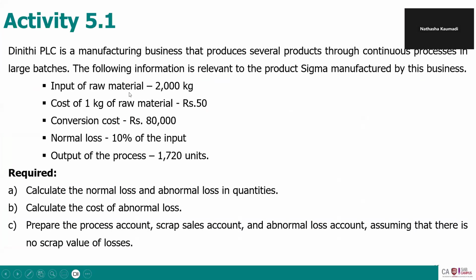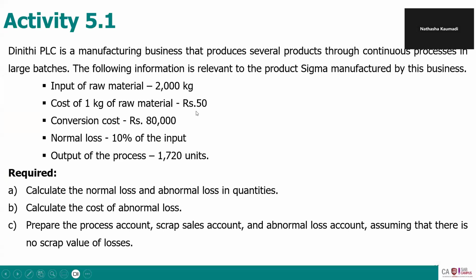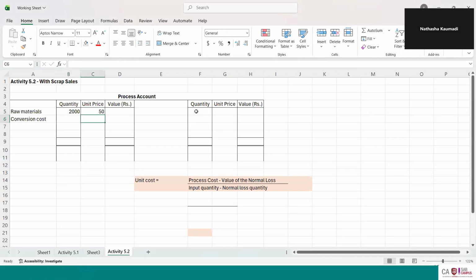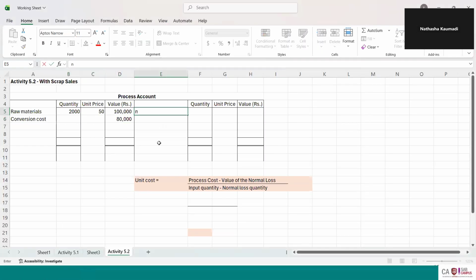Input of raw materials, the same activity, raw materials 2000 kilograms. And then cost of 1 kilogram of raw material is 50. Unit price is 50. So I can calculate the value, this multiplied by this, 100,000. Conversion cost is 80,000 rupees. That would be the same. And then the normal loss is 10% of the input. So I write normal loss 10% of the input. Same amount as previous, 200 kilograms.